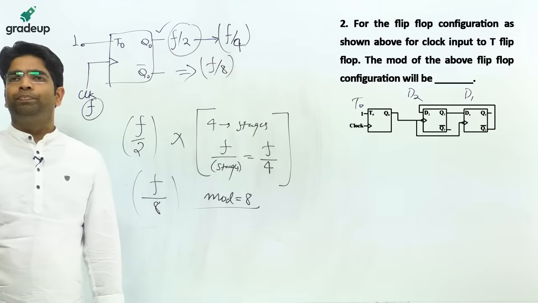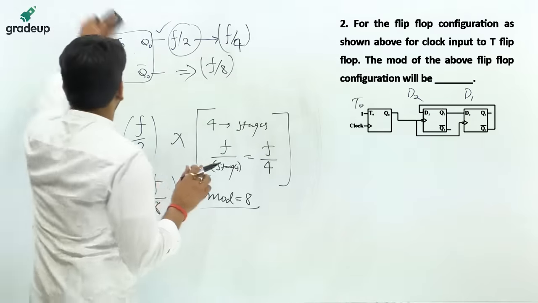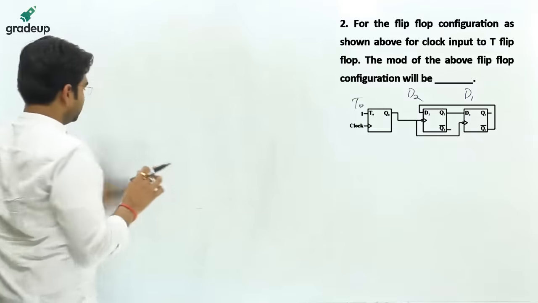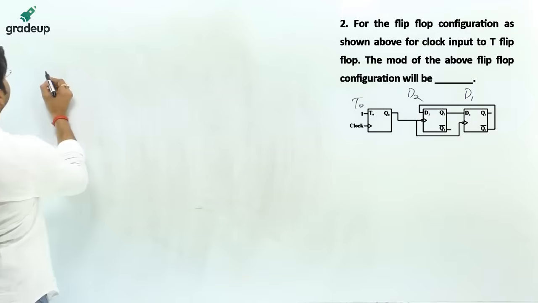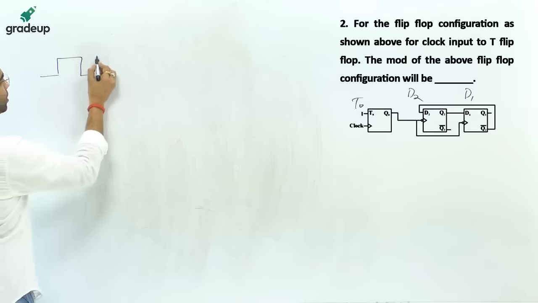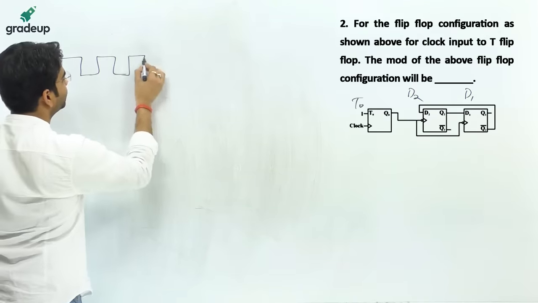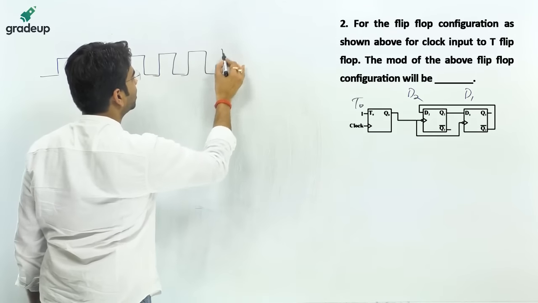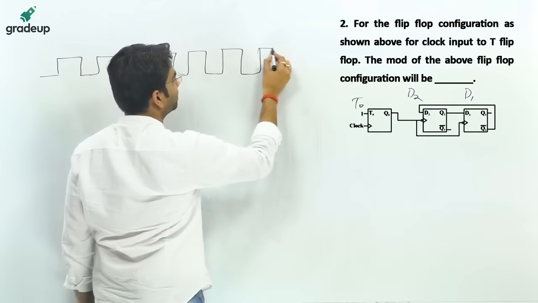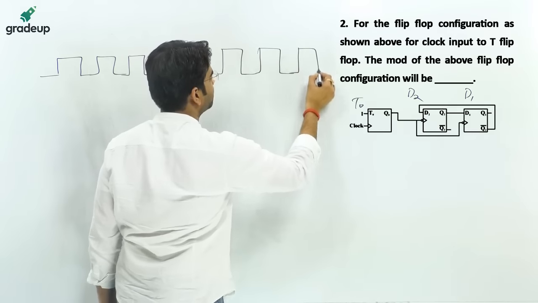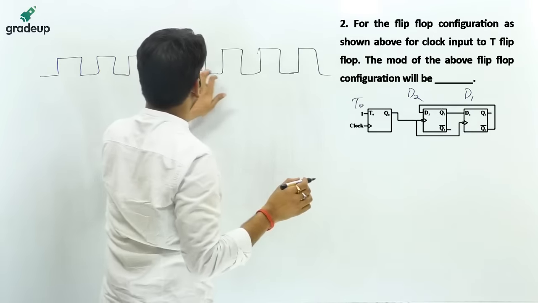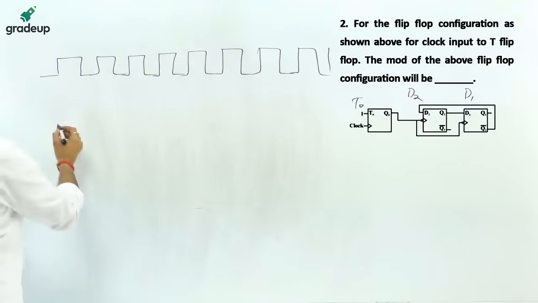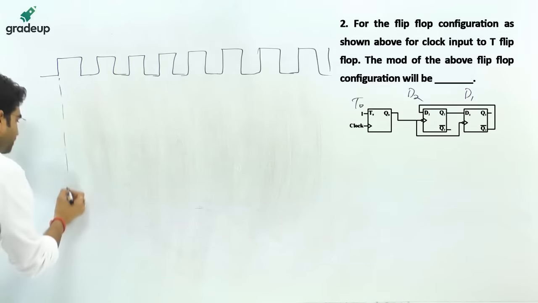Explain with pulses. Okay, I'll explain the pulses. See, first pulse, second pulse, third pulse. I hope it looks like pulses. Suppose these are the pulses which are given. Take the first value of T.